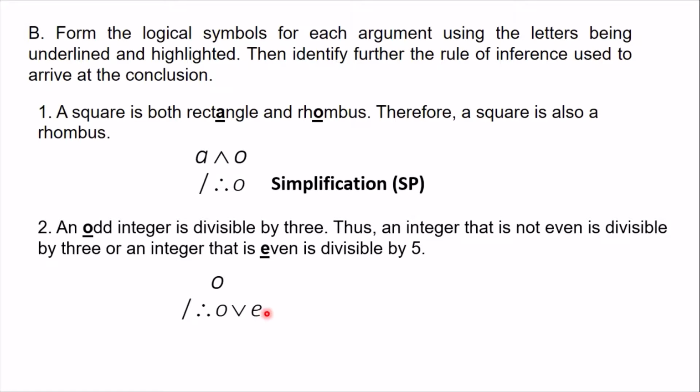Now, this argument is valid again because there's a rule on this. And what is that rule? We added E to the premise. And that is possible using the rule of addition.